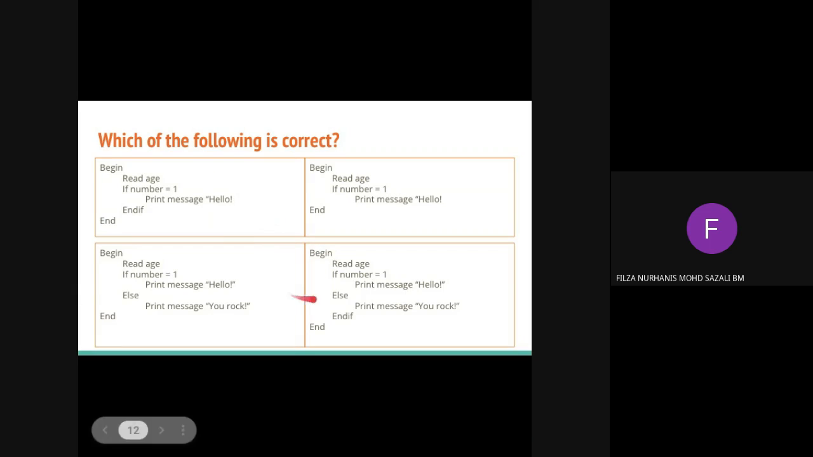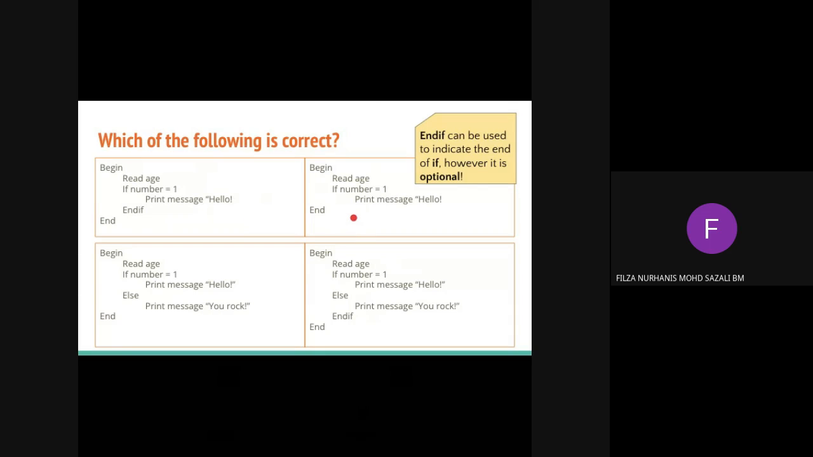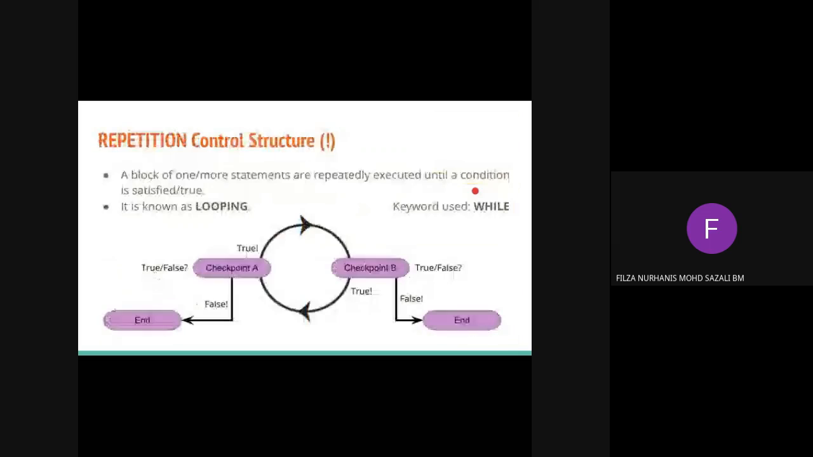Betul. So all of these are correct. Okay. Memanglah 2 dengan 3 tak ada and if. Tapi and if can be used to indicate the and if kan. Okay. Tapi dia adalah optional. Kalau ada and if betul. Kalau tak ada and if pun betul. Okay. So all are correct. Okay. Optional. Remember optional. Okay. And if to optional. Alright.